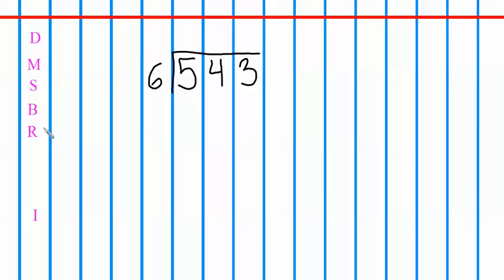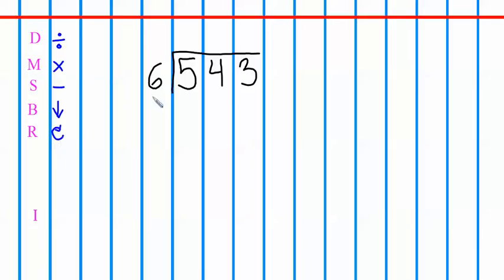Now each of these steps stands for something we need to do. The Dad step needs to help you remember to divide. Next, the Mother step needs to help you remember to multiply. Sister helps you subtract. Brother helps you bring down. And your dog Rover helps you repeat or find the remainder.